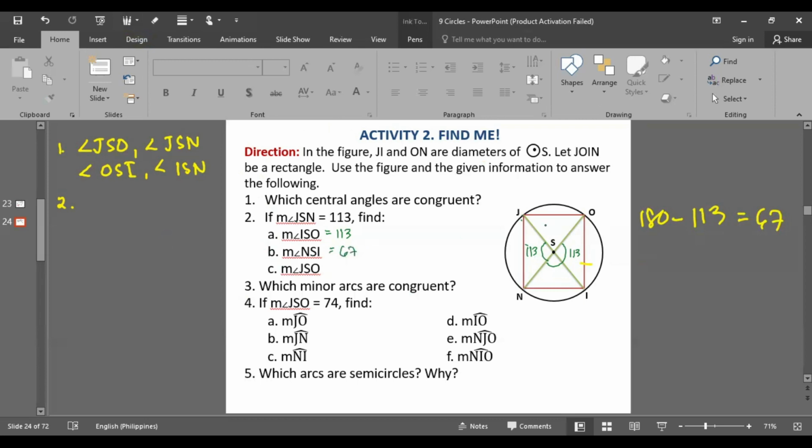And letter C, measurement of angle JSO. So angle ISN and angle JSO are vertical angles, so they are congruent.